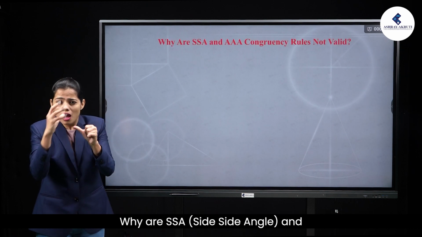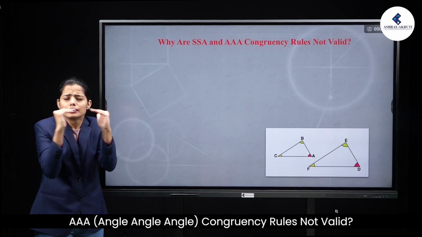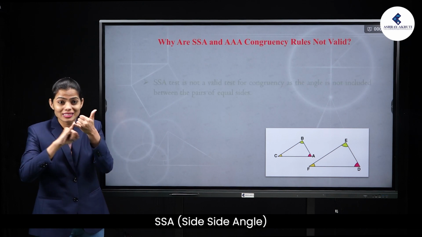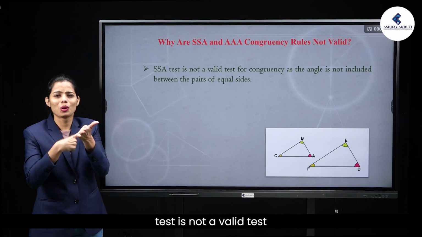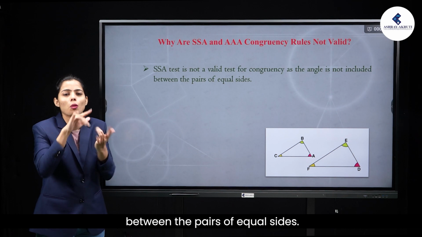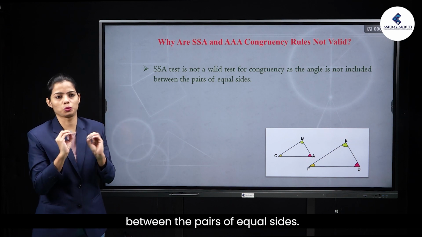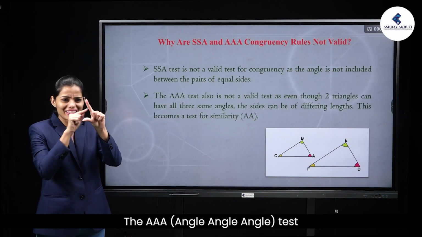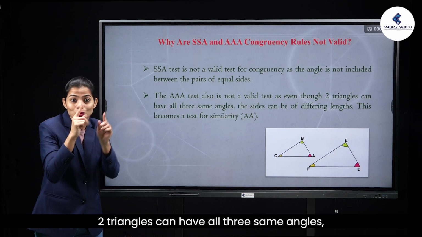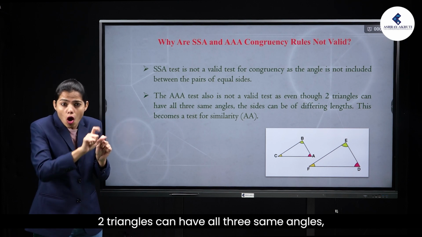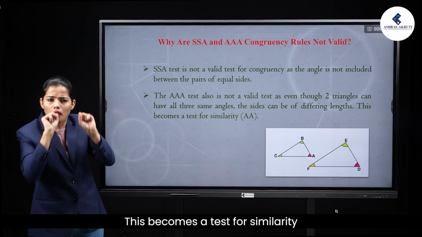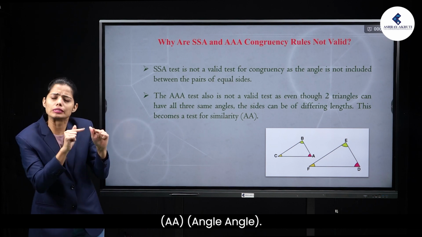Why are side-side-angle and angle-angle-angle congruency rules not valid? The side-side-angle test is not a valid test for congruency as the angle is not included between the pairs of equal sides. The angle-angle-angle test also is not a valid test as even though two triangles can have all three same angles, the sides can be of differing lengths. This becomes a test for similarity, angle-angle.